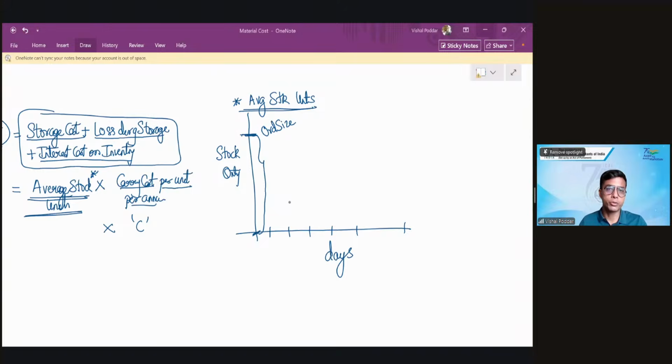Now, interestingly, students, pay attention. As your days are passing, what is happening? Every day, you are using some quantity for your production. So this stock is coming down every day, every day, every day. And then on a particular day, the stock will become zero. Why? Because with every day you are consuming the stock in your production.